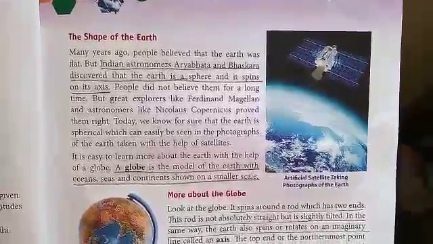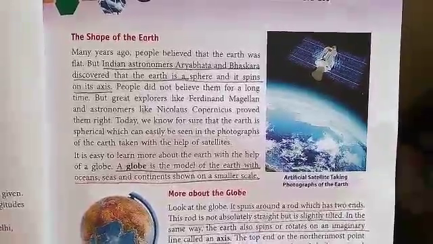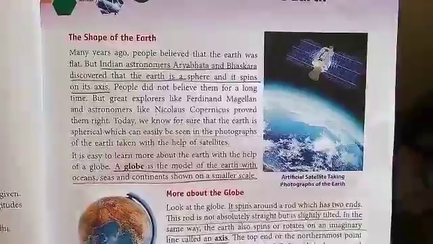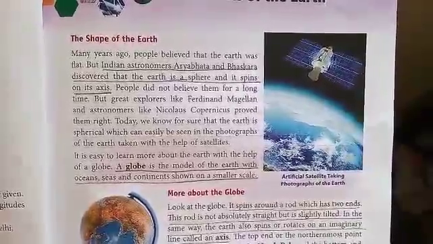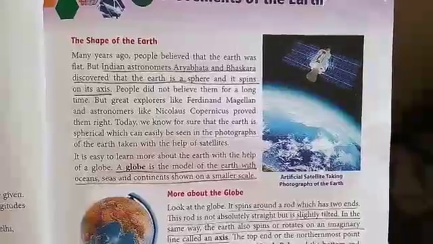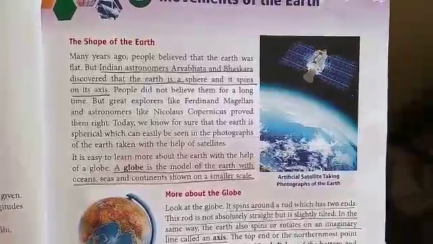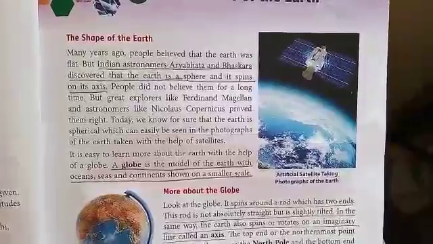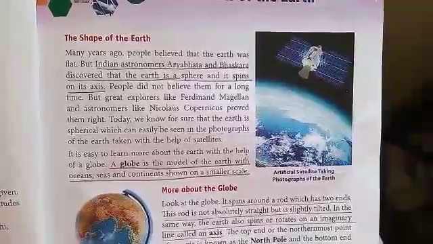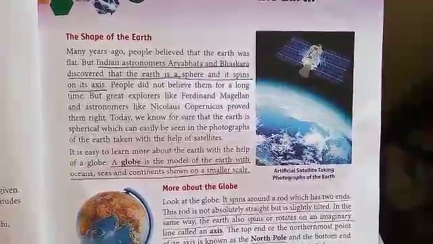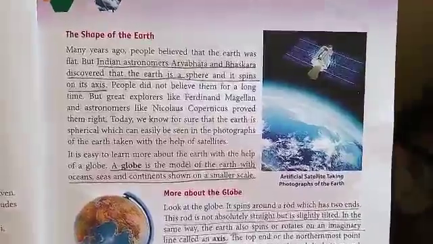So, to learn more about the Earth, we need a globe. Already in the previous chapter, you have learned about the globe, which is a smaller model with vertical and horizontal lines, meaning longitudes and latitudes, and landmasses, that is continents, rivers, oceans, seas, and small islands, on a smaller scale.